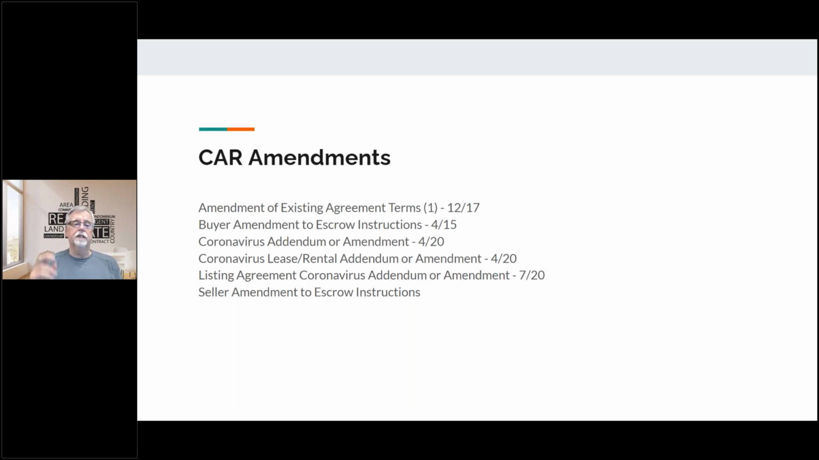And you're going to see that the word amendment is stuck in some of them, but not in the title. These are just the ones that I found because I was lazy that are actually in the title. The amendment of existing agreement terms, right? The buyer amendment to escrow instructions. The coronavirus addendum or amendment, right? That one has both. Again, it depends on what point in the transaction.